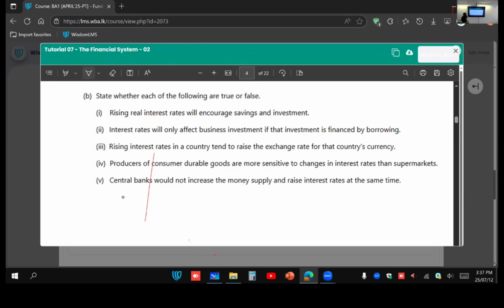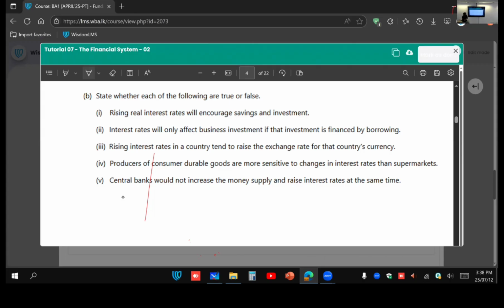Okay, next one. Interest rates will only affect business investments if that investment is financed by borrowing. Correct or not? Whether you borrow or not, you are subjected to inflation in the country, right? So for a fact, we can say it's incorrect.